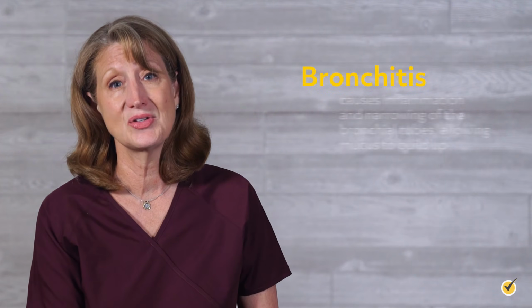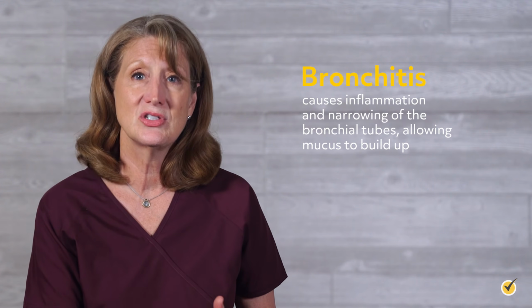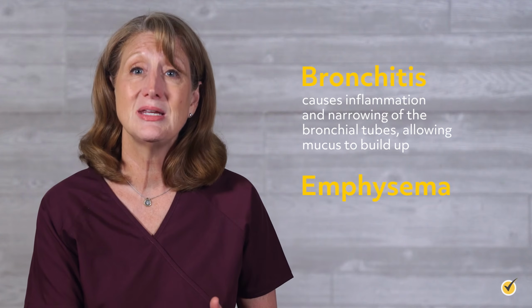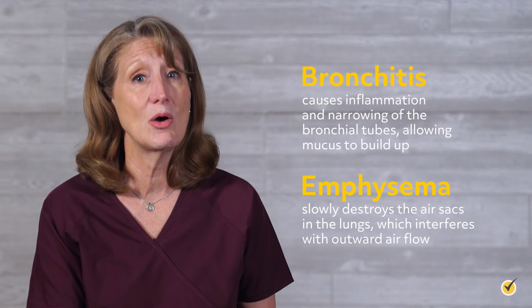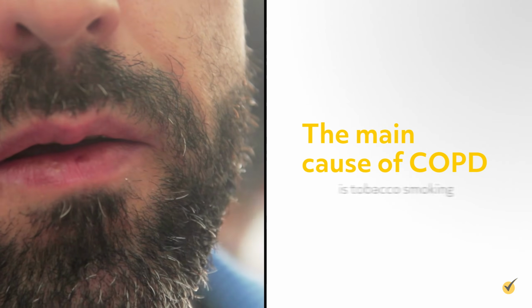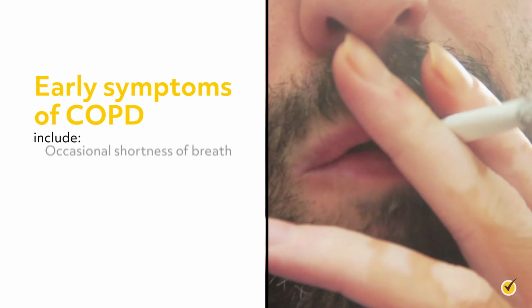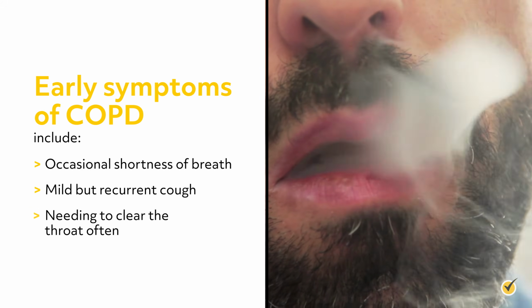While bronchitis causes inflammation and narrowing of the bronchial tubes, allowing mucus to build up, emphysema slowly destroys the air sacs in the lungs, which interferes with outward airflow. The main cause of COPD is tobacco smoking. Early symptoms of COPD include occasional shortness of breath, mild but recurrent cough, and needing to clear the throat often.